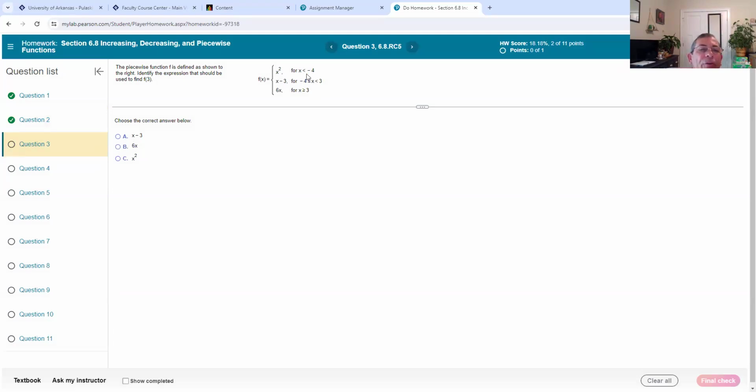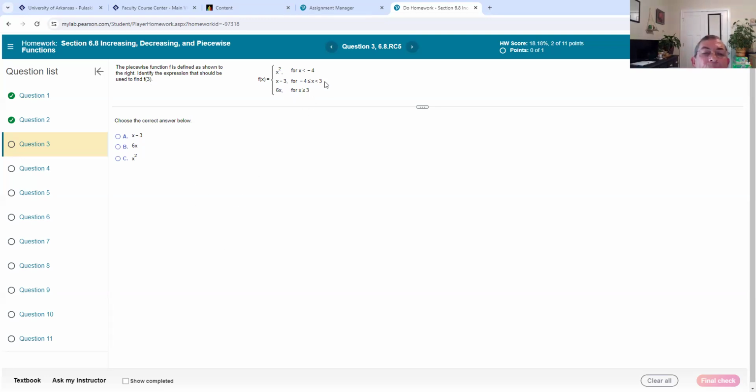All right, so y'all, we got 3 equations. It equals x squared if your x is less than negative 4. It equals x minus 3 if your x is in between negative 4 and equal to it and less than 3. Or it equals 6x if your x is greater than or equal to 3. So we're finding f of 3.